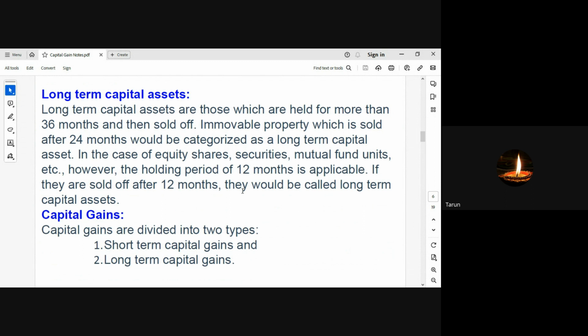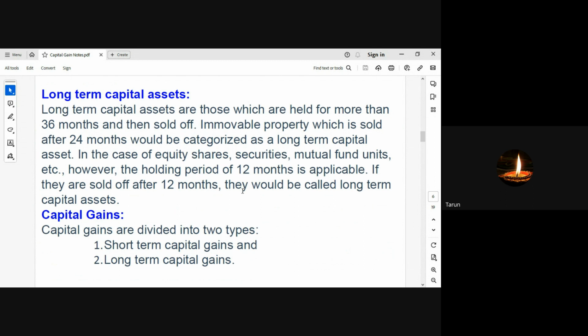If they are sold off after 12 months, they would also be called long-term capital assets, because these particular capital assets are owned for a couple of years, and then you sell them after 3 years or 4 years, so then also they are considered long-term assets. So this is a special case. If any equity shares or securities or mutual fund units have a holding period of 12 months only, that particular asset is also termed a long-term capital asset.